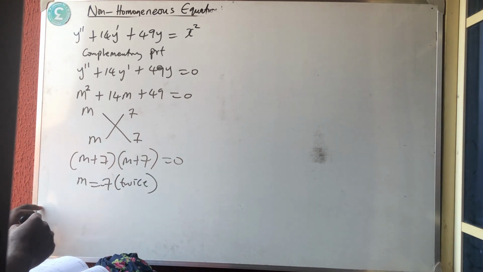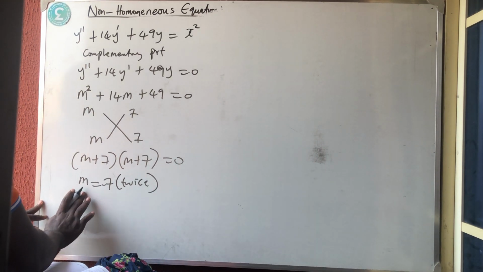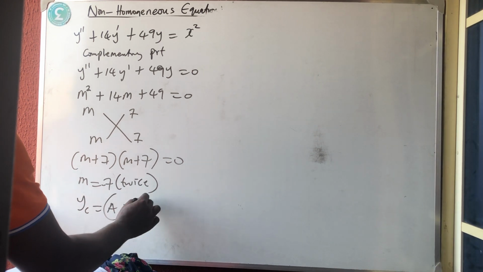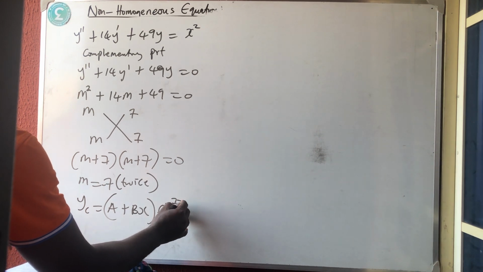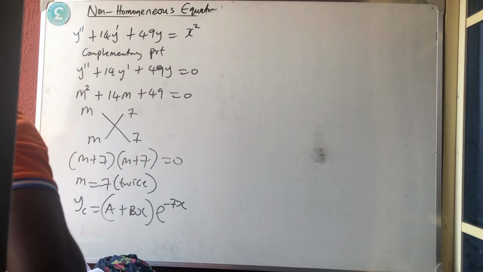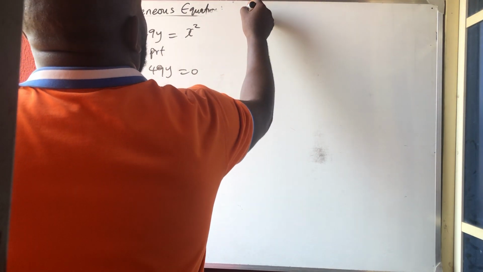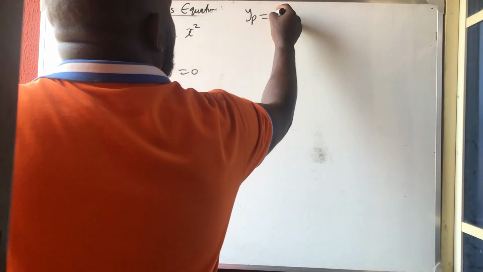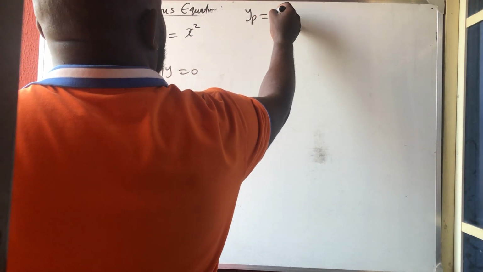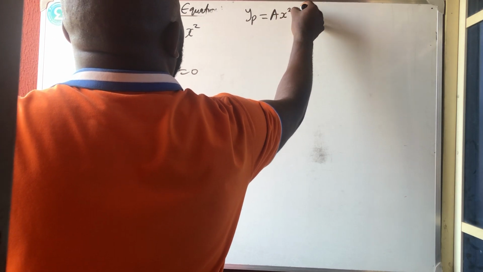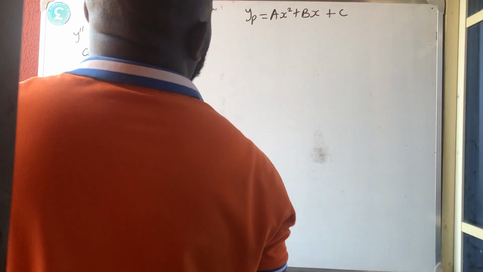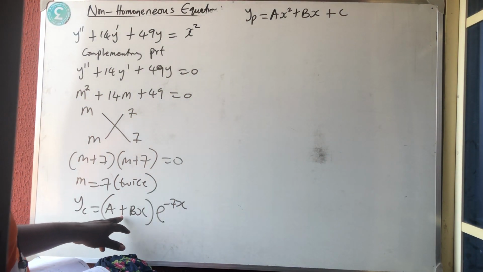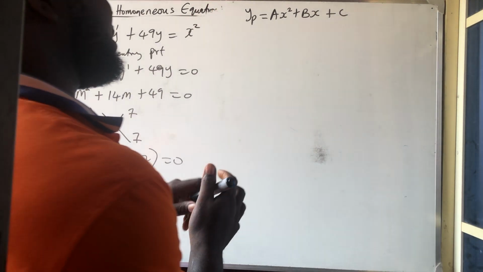Please learn how to factorize. So I'm having that my yc is what? A plus bx, everything raised to power e raised to power minus 7x. Okay, so this is the complementary part. Then for the particular integral, I'll say that my yp is equal to, this is quadratic, so it will be complete quadratic, which is ax squared plus bx plus c. Okay, I like using a, b and c but it will complicate this one, so please use another alphabet.